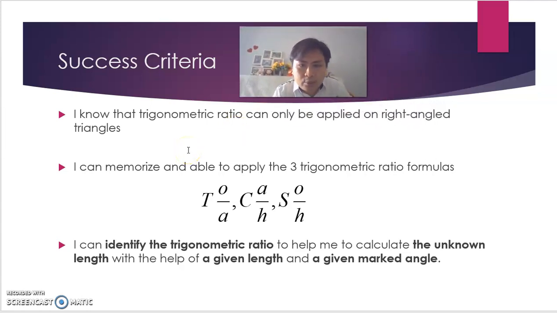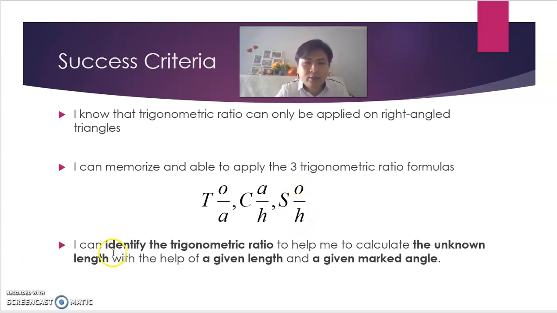We need to understand that this technique can only be applied on right angle triangles. It cannot be applied on scaling triangles. Next, you need to memorize and be able to apply the formulas. Tangent theta equals opposite over adjacent. Cosine theta equals adjacent over hypotenuse, and sine theta equals opposite over hypotenuse.